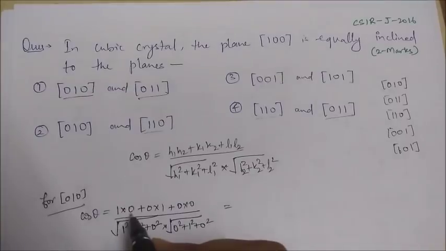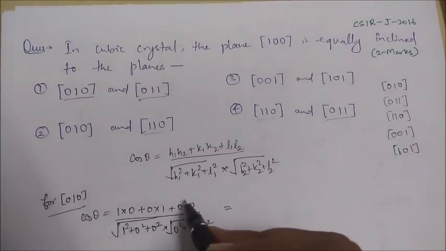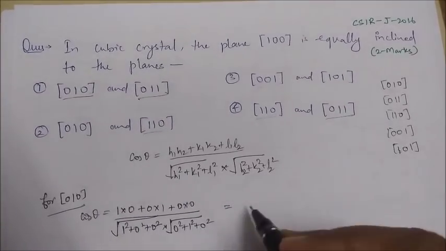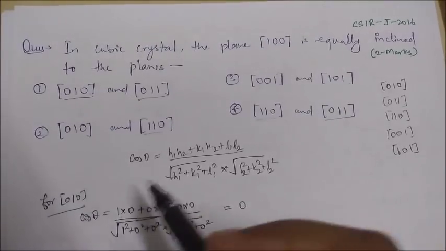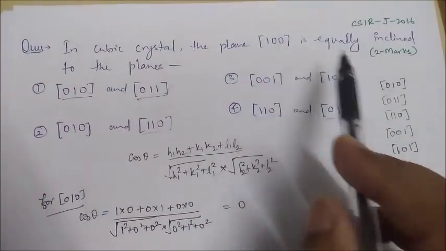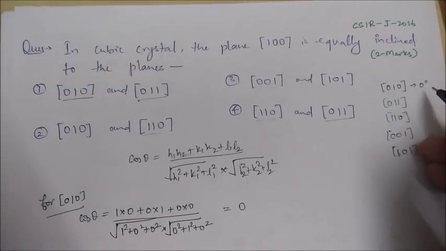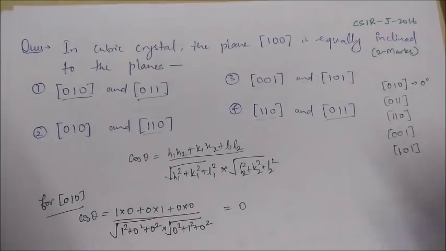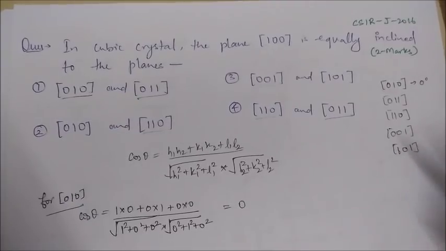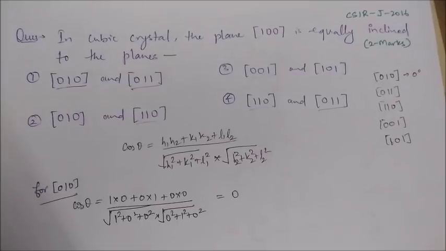So on solving, in the numerator you will get 0 here, 0 here, 0 here, and 0 divided by any number will be 0 only. So cos theta will be 0. So for this plane and this plane, the cos theta value is equal to 0. I'm just writing the value of cos theta. We will not go into the value of theta because it is not asked in the question, so no need to do that much work here. Okay, just follow the value of cos theta only.